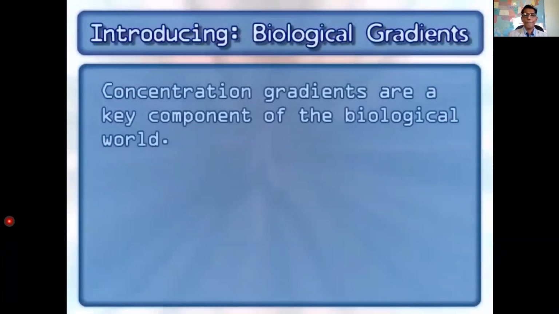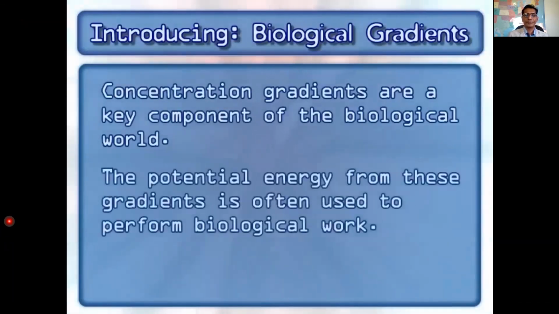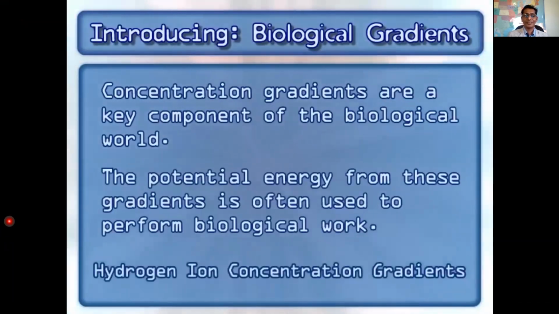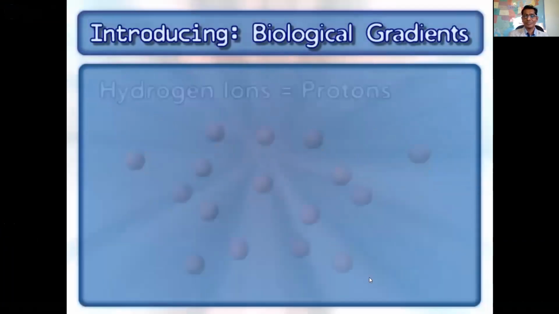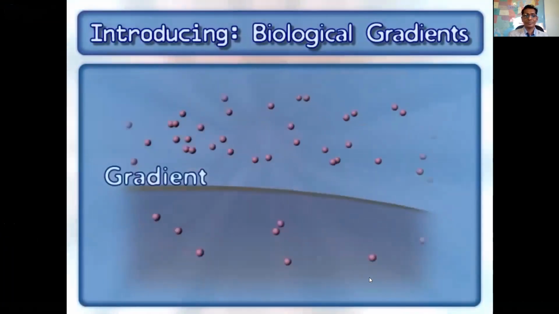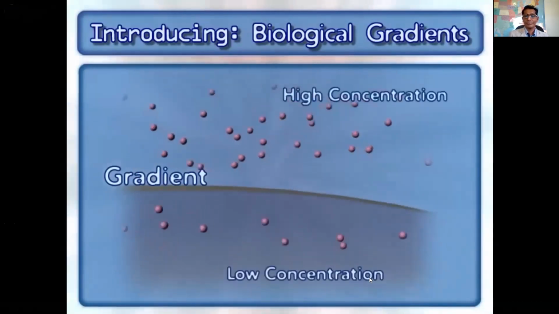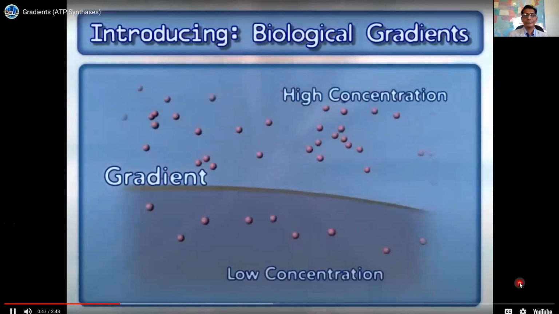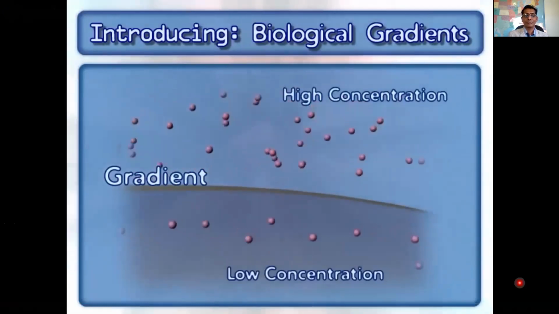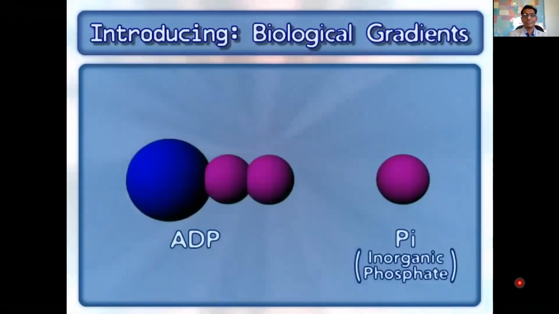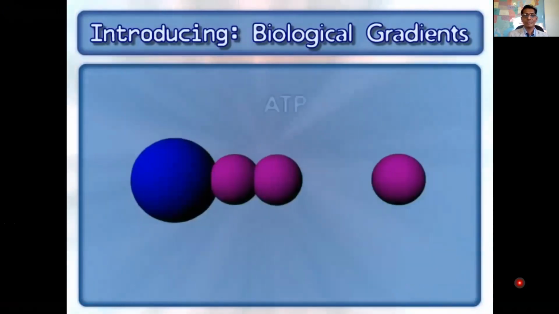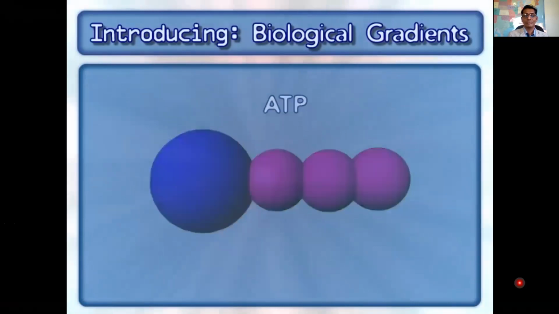Concentration gradients are a key component of the biological world. The potential energy from these gradients is often used to perform biological work. Here we will focus on hydrogen ion concentration gradients. Hydrogen ions are also known as protons. A gradient exists when there is a higher concentration of a molecule in one compartment compared to a neighboring compartment. This animation will demonstrate how the potential energy that results from a hydrogen ion gradient uses ADP and inorganic phosphate, also known as Pi, to synthesize ATP.